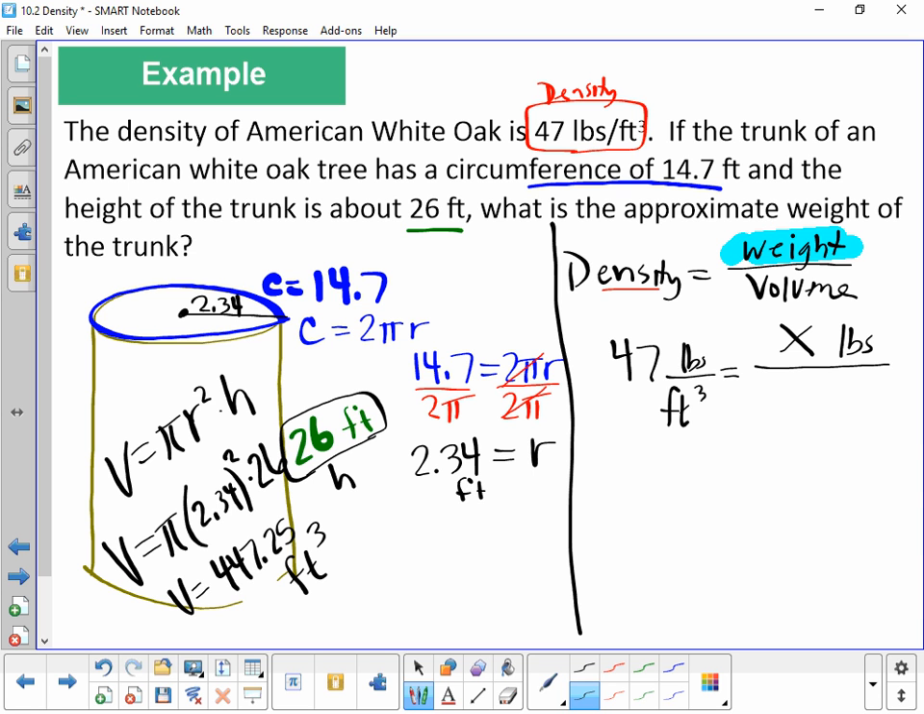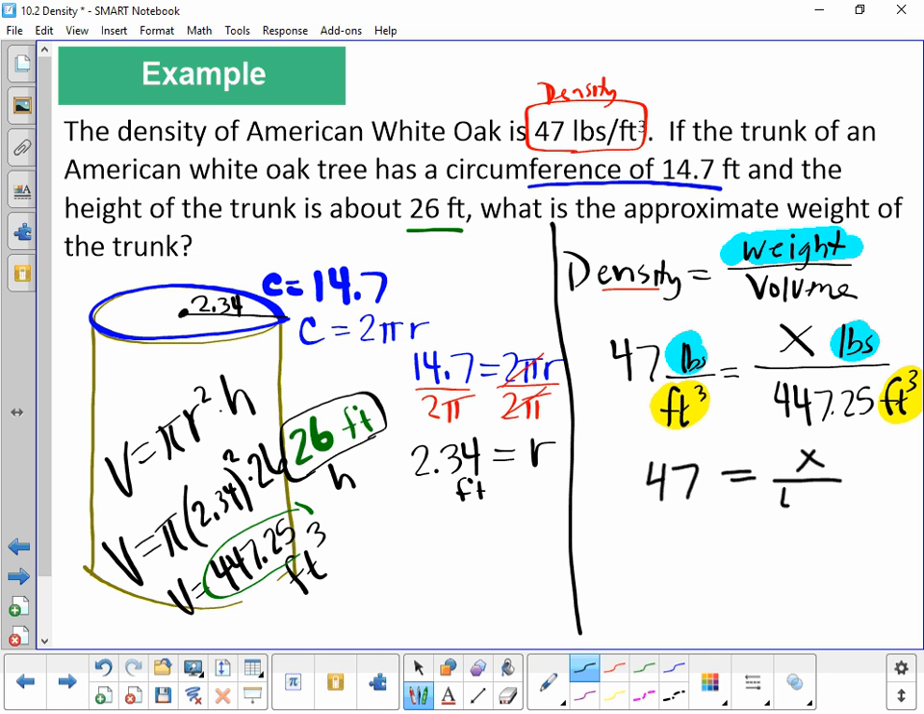And the volume we just calculated, and the volume was 447.25 cubic feet. Now, you might have noticed that you can use the units to help you decide how to set these up. If you get stuck, it can be a good way to help you. So we have this equation: 47 equals x over 447.25, and I wrote that without units to help you see the math part of it. But if we're solving for x, we want the x by itself, we literally just need to multiply both sides of the equation by 447.25.